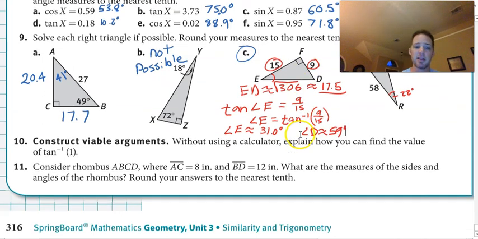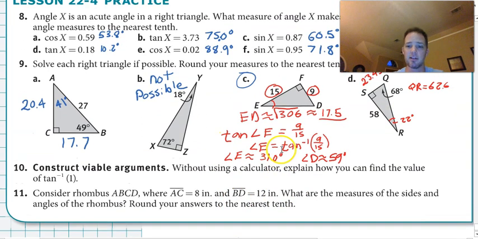All right, for the last two questions here, without using a calculator, explain how to find the value of tan inverse of 1. So that means the opposite and adjacent values are the same. So it doesn't matter what the opposite and adjacent pieces are here. For it to equal 1, they have to be the same thing, which means your two legs have to be congruent values. So it has to be an isosceles triangle, which means an isosceles right triangle, which means the angle has to be 45 degrees.